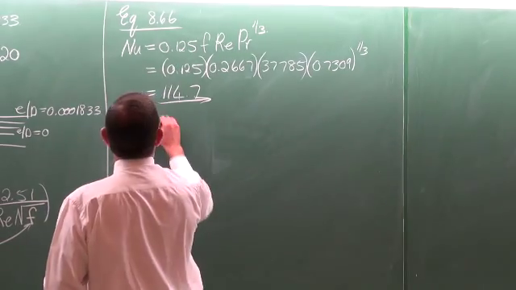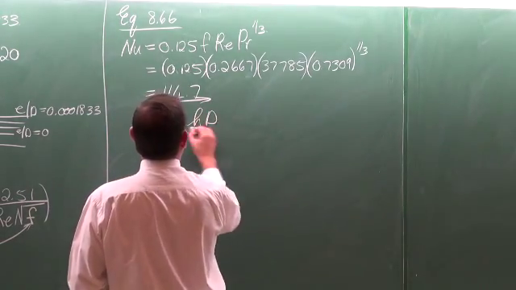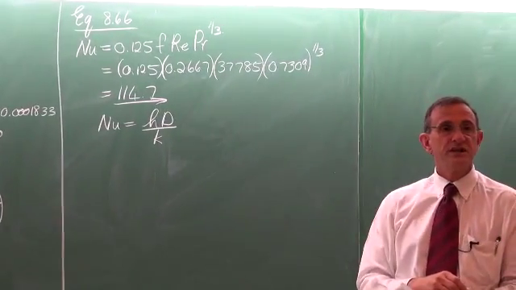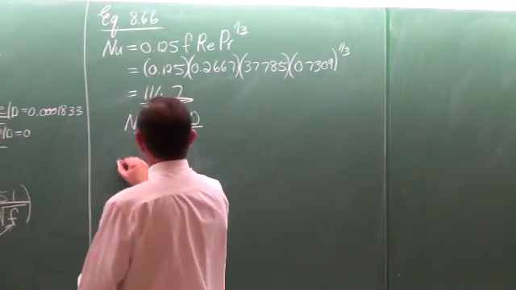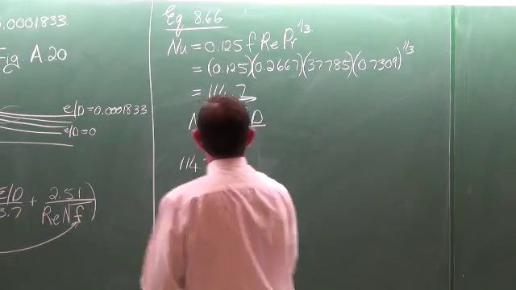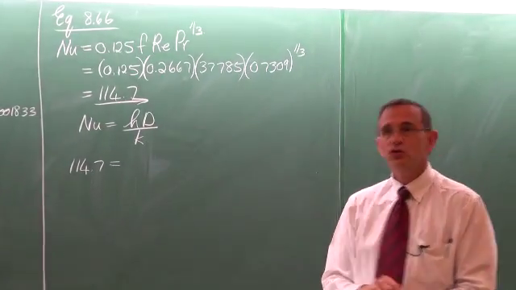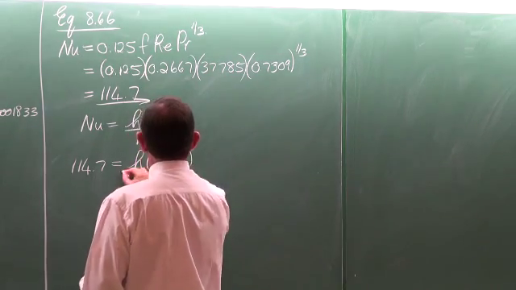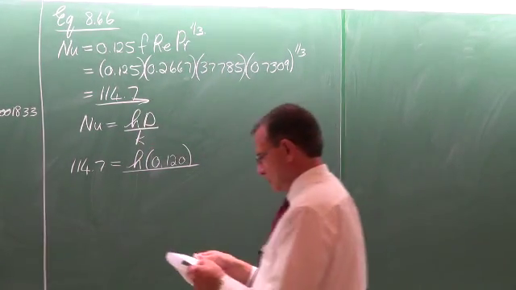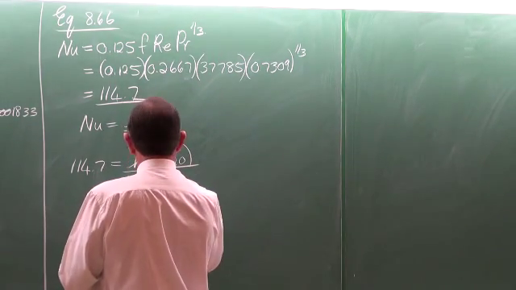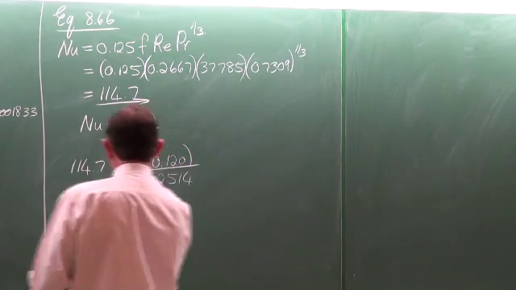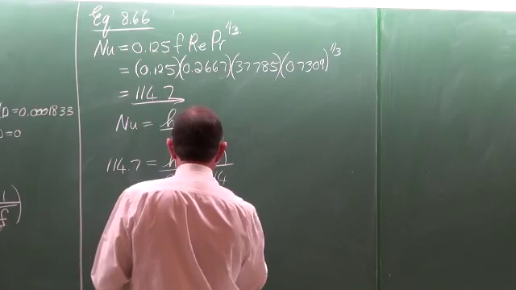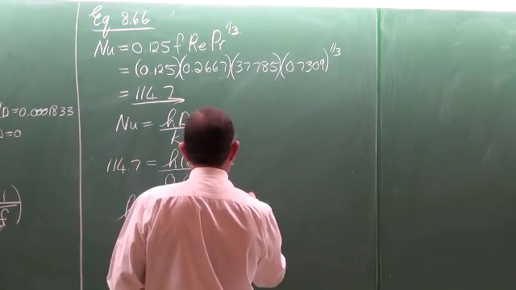The Nusselt number is equal to the heat transfer coefficient multiplied by the diameter divided by the thermal conductivity. We've just now calculated the Nusselt number, which is 114.7. That is equal to the heat transfer coefficient, which we want to determine. The diameter we have is 120 millimeters, divided by the thermal conductivity, which is equal to 0.02514, and that gives us the heat transfer coefficient as 24.02 watts per meter degree Celsius.